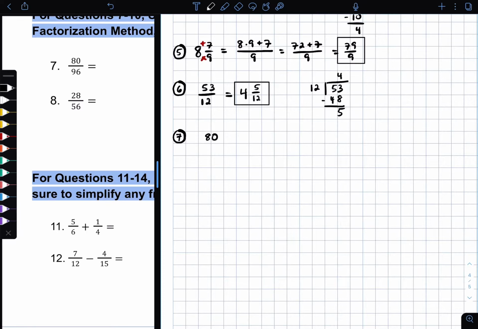For this, I'm going to use the ladder method. I'm going to say 80 and 96, and I'm going to see how many times a number is a common factor. Again, if you pick a bigger number, that's great. If you don't, that's also okay. You can take your time.